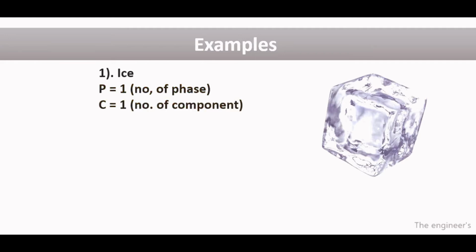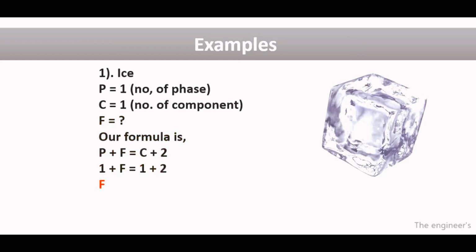So we need to find F, that is the degree of freedom. Our formula for finding the degree of freedom is P plus F is equal to C plus 2. So let's put the values of P and C, simplify this equation, and we get the value of F, that is 2. This is our degree of freedom for the ice cube.